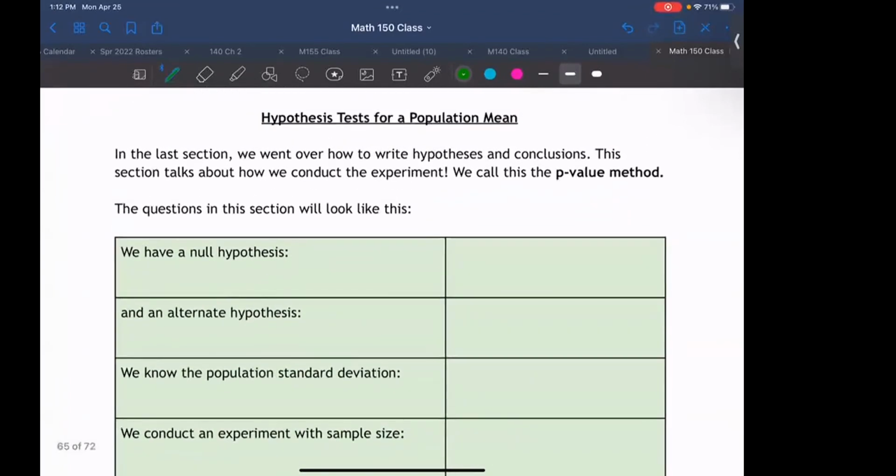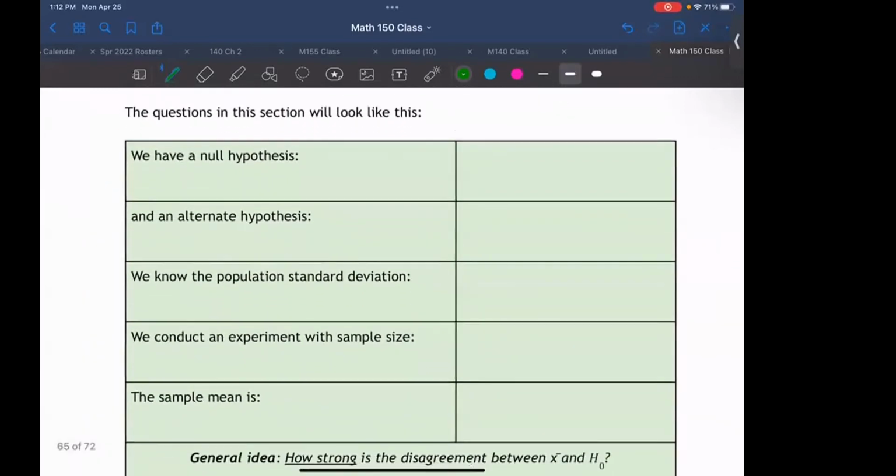So what we're going to learn is this thing called the p-value method, and this is going to give us a little idea on how to piece everything together. Now, before we do this, I like to put all my information in the front. So if you ever get confused about what a symbol is, you can always look back here.